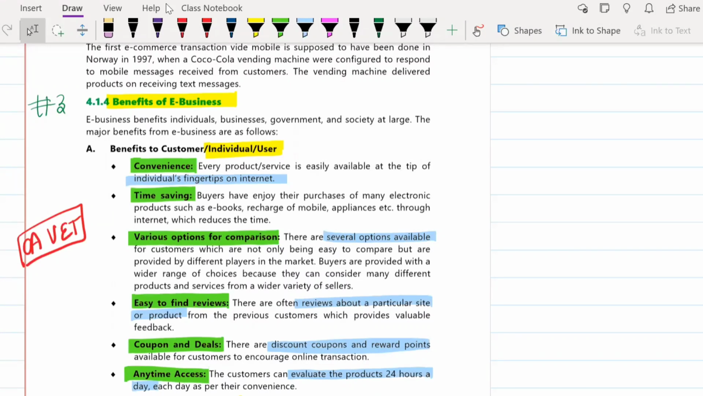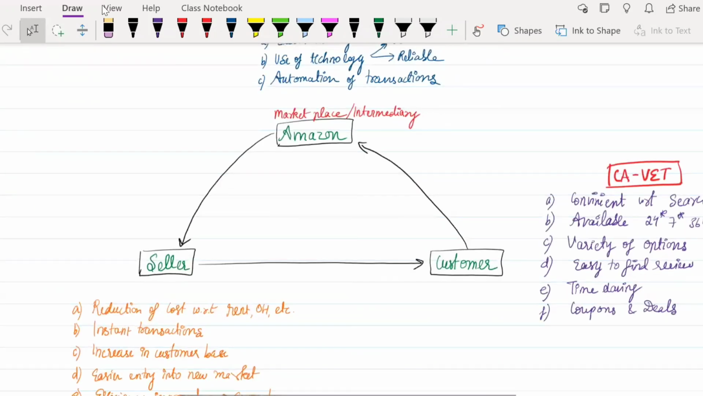Okay, so next we are going to study the benefits of e-businesses. When you run a business electronically, there are a lot of benefits. There usually are benefits to three parties. One, if there is Amazon, and then there is a customer who is going to buy from Amazon, and the seller who is going to sell on Amazon. All three are going to have benefits from doing e-business.